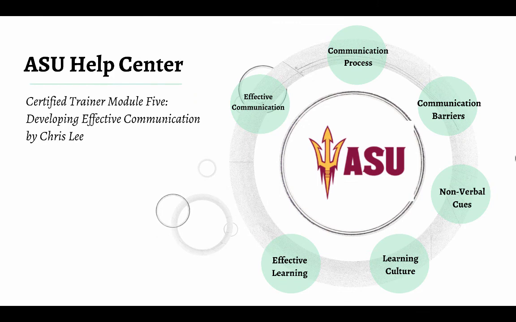In the first part of Session 5 on developing effective communication, we described how to develop effective communication, discussed the communication process, examined the barriers to effective communication, and showed how to interpret nonverbal cues. In the second part of developing effective communication, we will explore how to create a learning culture and define how to question for effective learning.